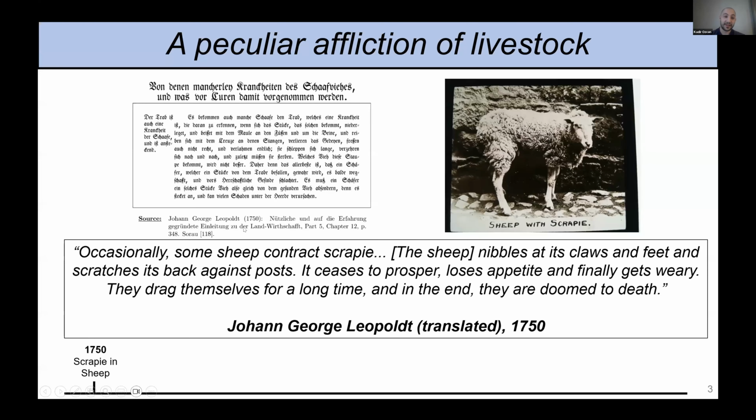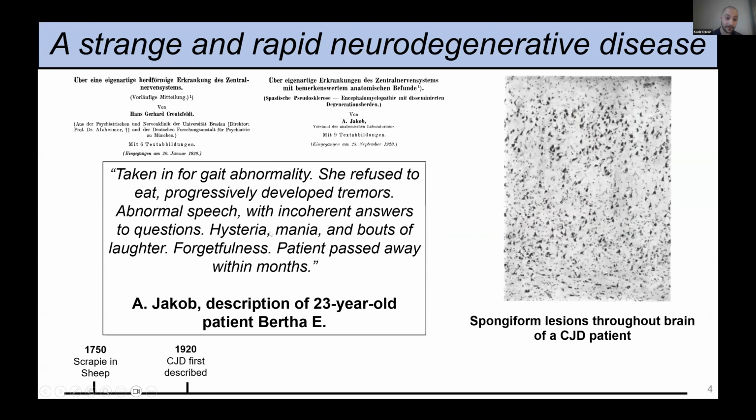Back in 1750, there was a nobleman called Johann Leopold, and he noticed that there were sheep that were scraping themselves against fences, and over time, they would stop eating, lose their appetite, get very sick, and then die after a while. So this was called scrapie disease.